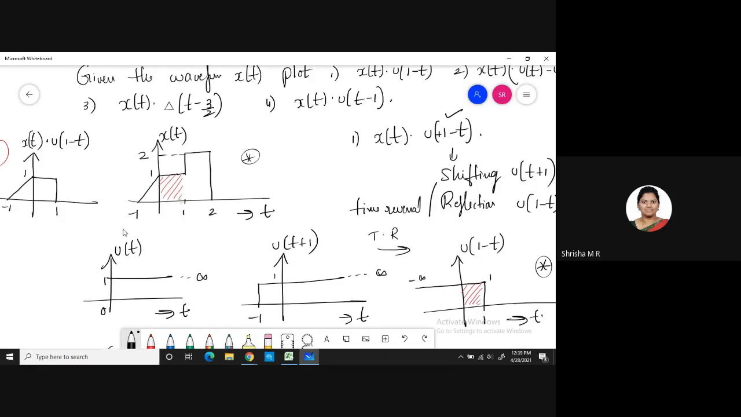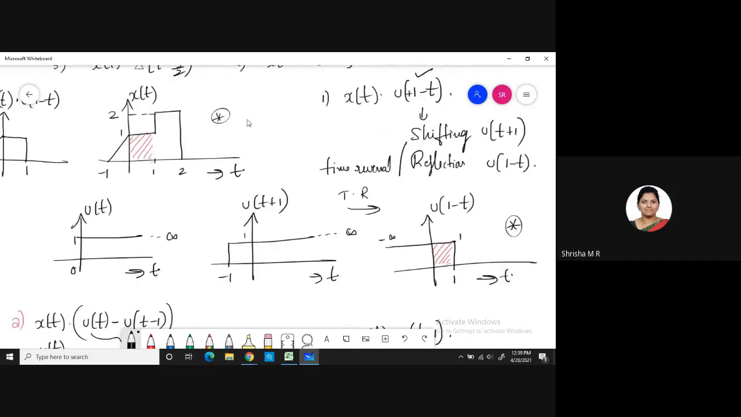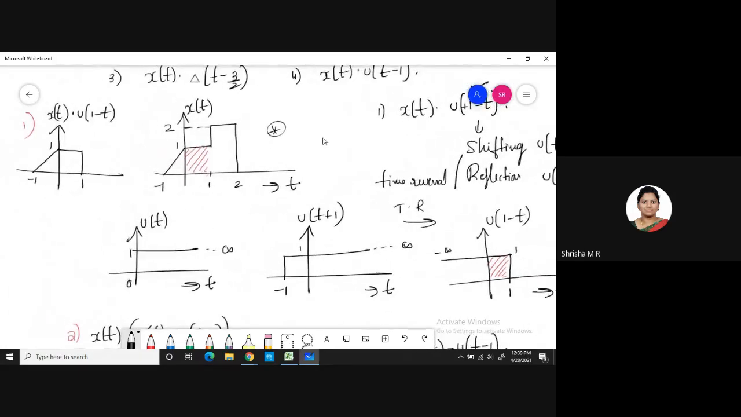So we have taken u of t plus 1, then time reversed that to get u of 1 minus t. Multiply this with x of t. Check the overlapping space, multiply these two. This u of 1 minus t is existing from minus infinity to 1 with an amplitude of 1, whereas x of t is existing from minus 1 to 2. So what is the overlapping space? It is only from minus 1 to plus 1.